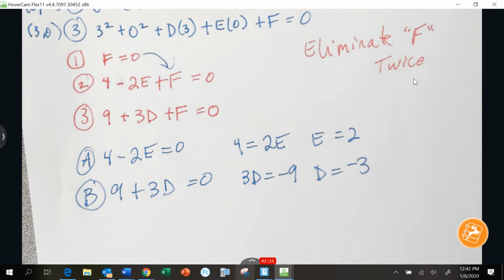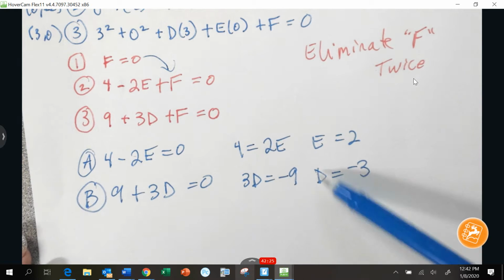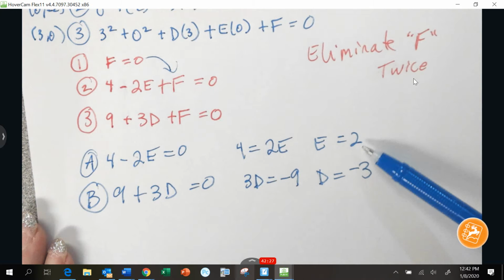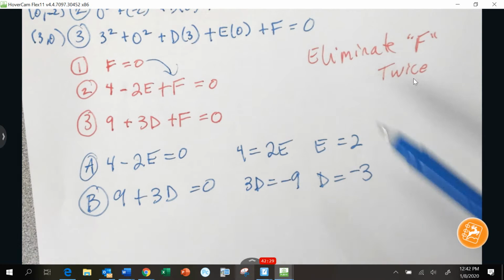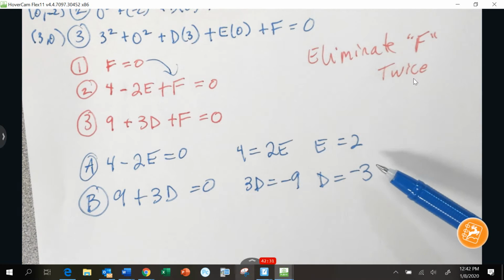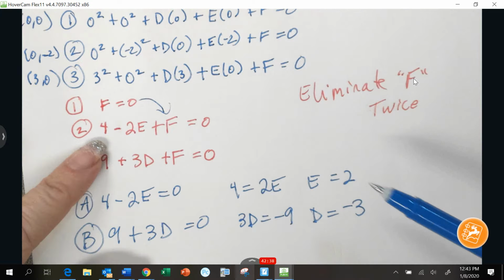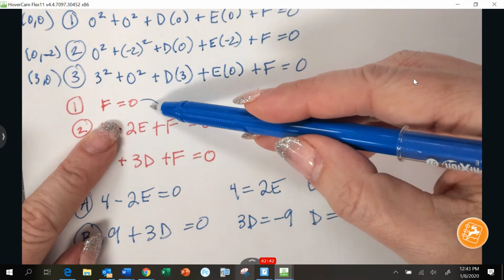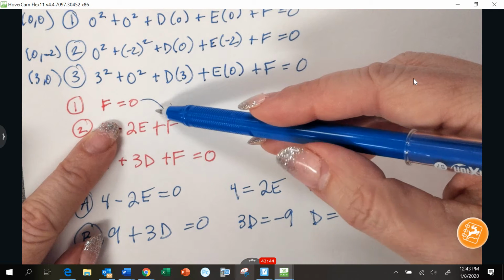I promise when you take a quiz, it won't be this kind. It'll be like the one with all 3 letters. If I know D, E, and F, how could I check it? Okay, so I could check one. It's a really easy one.